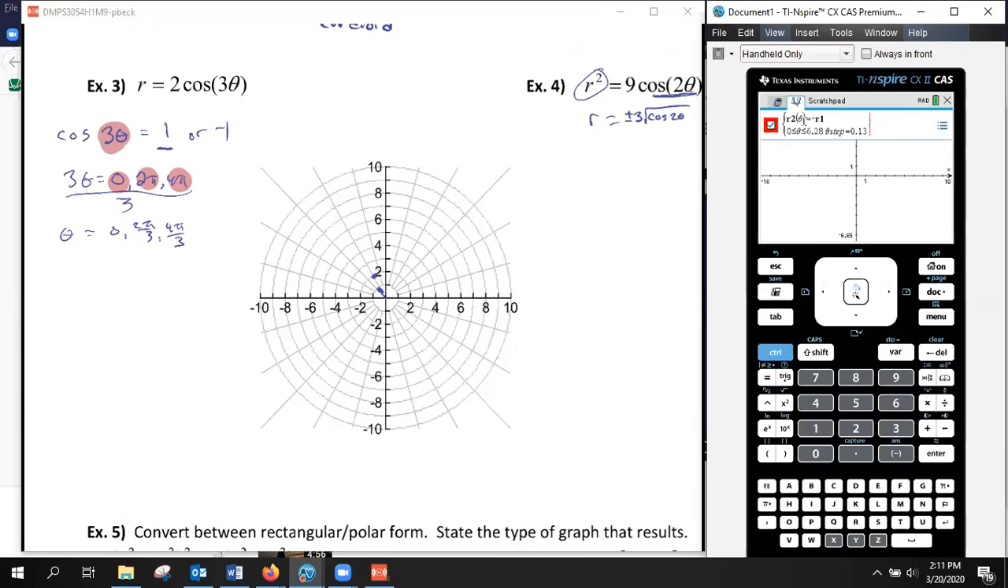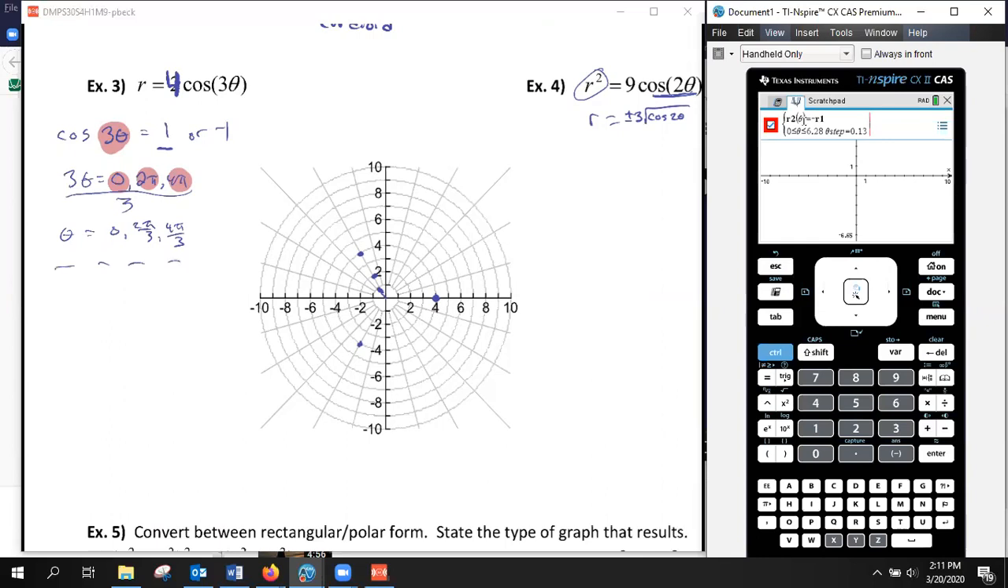Just for the sake of seeing it a little bit clearer, I'm going to change this up. Let's make this r equals 4 cosine of 3 theta. So now at the angle 2 pi over 3, we are going to have a radius of 4. I kind of skipped over that at the angle of 0, we're going to have a radius of 4. And at the angle of 4 pi over 3, we're going to have a radius of 4.